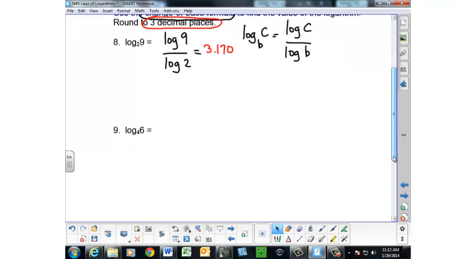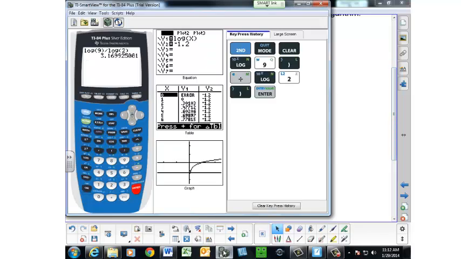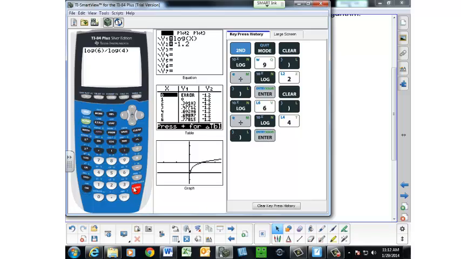Okay, the second one, number 9, it's going to be log 6 divided by log 4. And that gives us 1.292.